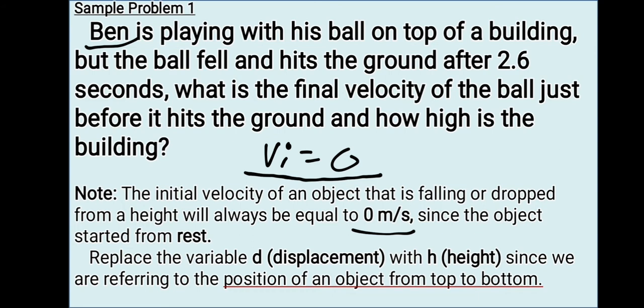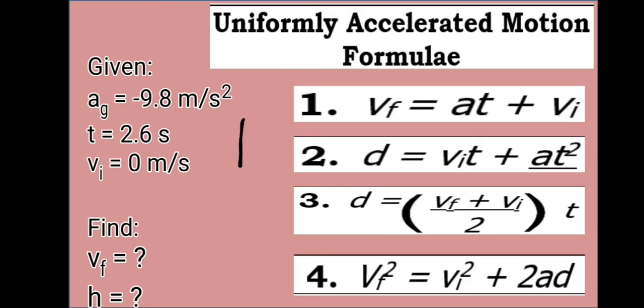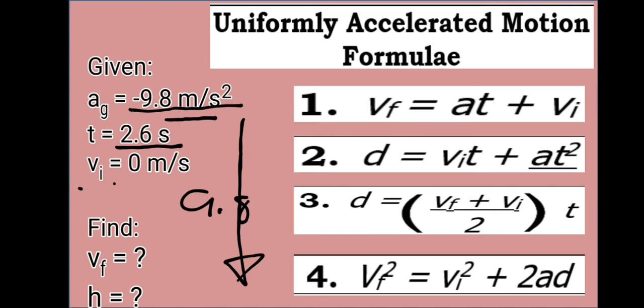So right here, when you analyze the problem, because the ball fell down, it has a constant acceleration of negative 9.8 meters per second squared. The t is 2.6 seconds, and the Vi is 0 meters per second because while the ball is still in his hands, it is from rest. So we are looking for the final velocity and the height of the building. So the formula that we're going to use is what?